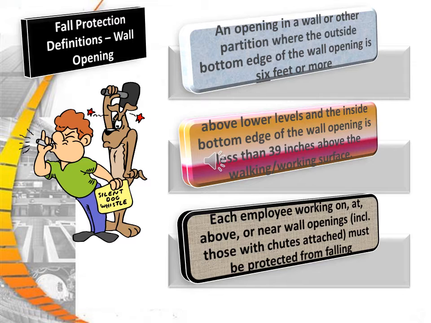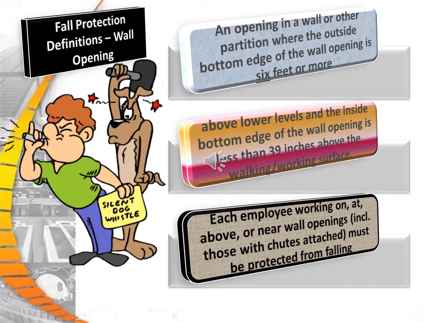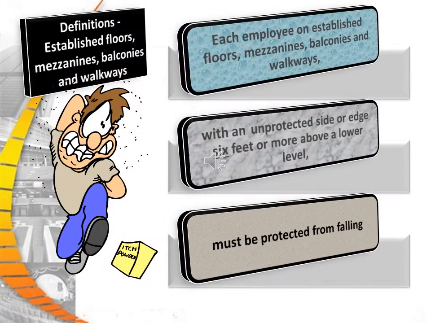Each employee working on, at, above, or near wall openings must be protected from falling. Each employee on established floors, mezzanines, balconies, and walkways with an unprotected side or edge 6 feet or more above a lower level must be protected from falling.